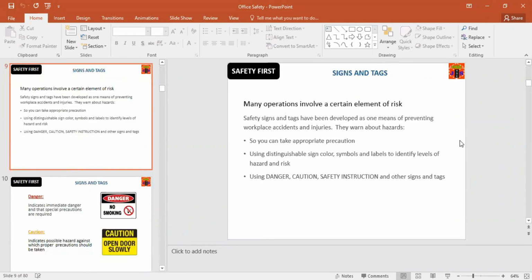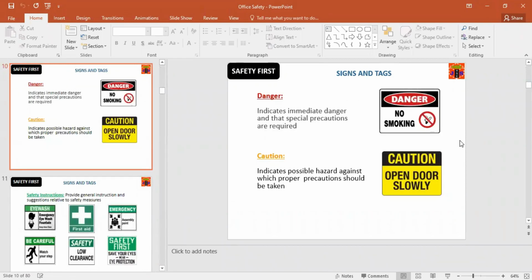Dear friends and fellows, many operations involve a certain element of risk. Safety signs and tags have been developed as one means of preventing workplace accidents and injuries. They warn about hazards so you can take appropriate precaution, using distinguishable sign color, symbols, and labels to identify levels of hazards and risks, using danger, caution, safety instruction, and other signs and tags. What do you understand by danger? It indicates immediate danger and that special precautions are required.